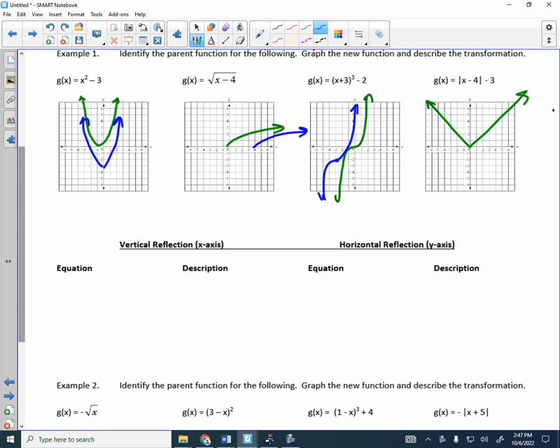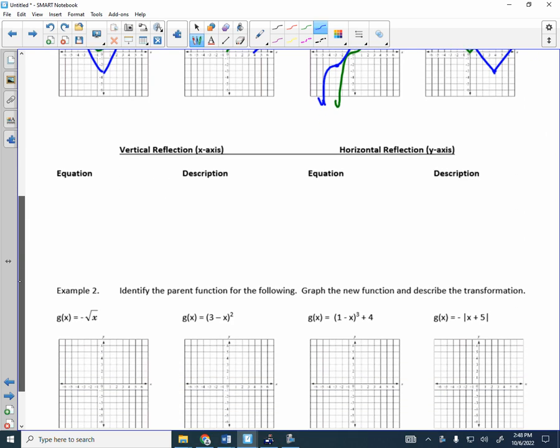And the last one is going to move it. Good. Down 3 and right 4. Down 3 and right 4. Very good. That's pretty quick, right? Good job. Let's do our last part.